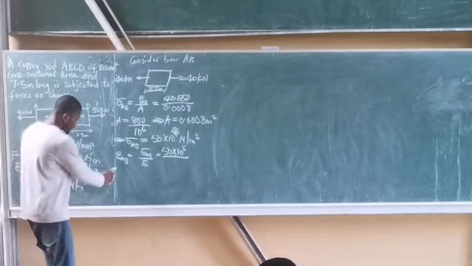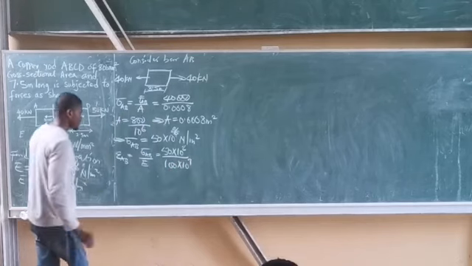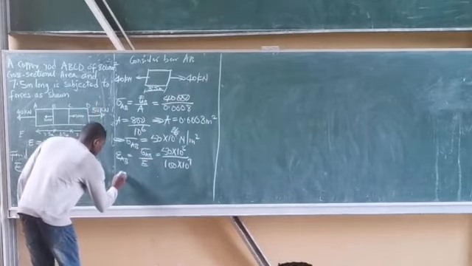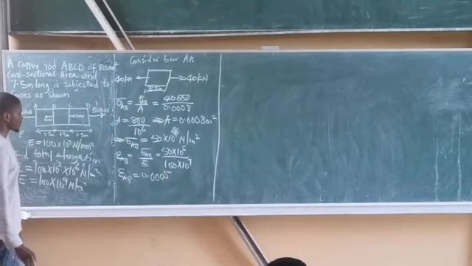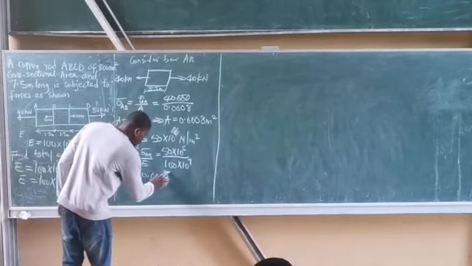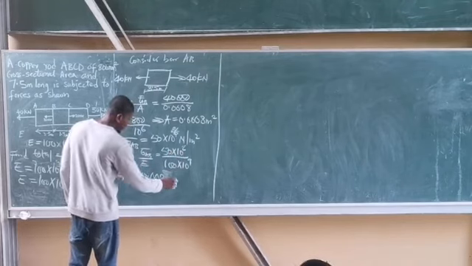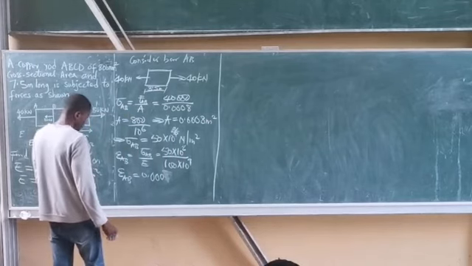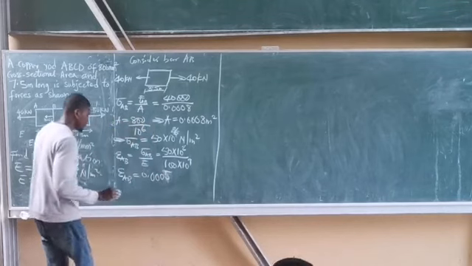If you do that, then the strain becomes stress divided by 100 by 10 raised to the power 9. So 50 times 10 to the power 6 divided by 100 times 10 to the power 9. The strain of portion AB, I think it's 0.0005. Please confirm. Yes, 0.0005.